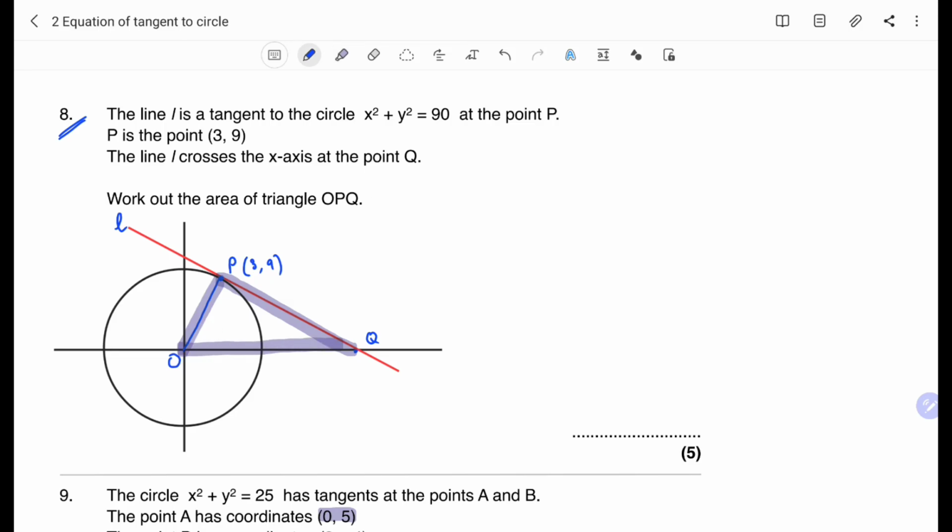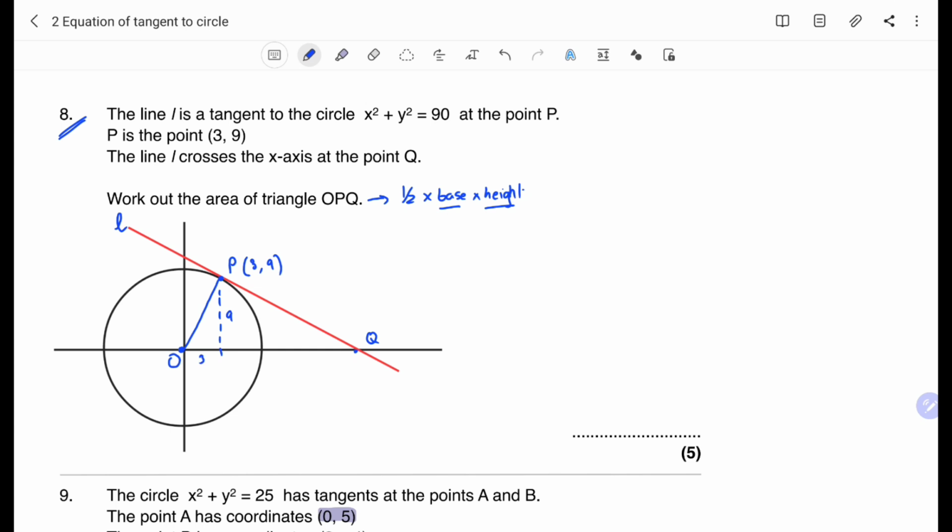So to get the area of a triangle, we have to do half times the base times the height for any triangle. So we need to get the base, we need to get the height. Now the base is something we can't get straight away, but the height we can get pretty easy. Because that coordinate P is (3, 9), that means that to get to (3, 9) from the origin, you go across 3 and up 9. So from there we can say that the height of our triangle is 9.